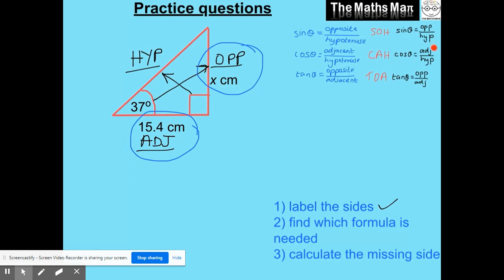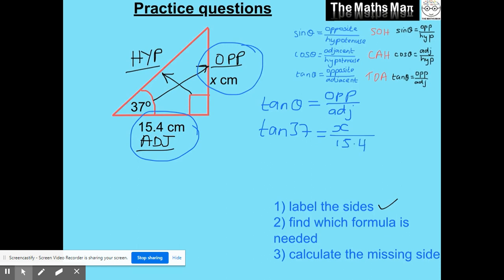This one, we're now using tangent because tangent is opposite over adjacent. So tangent theta equals opposite over adjacent. Again, theta is the angle that's given, so plug in that angle into our formula. Tangent of 37 equals opposite. Here, x is in the numerator, like the first problem that we did, and 15.4 is the adjacent.